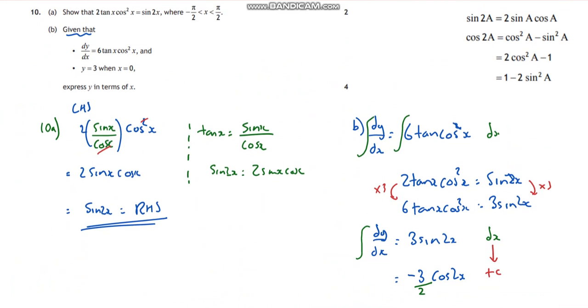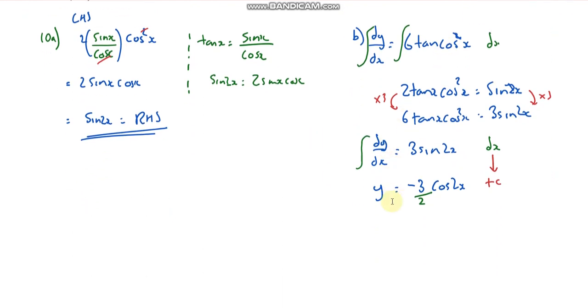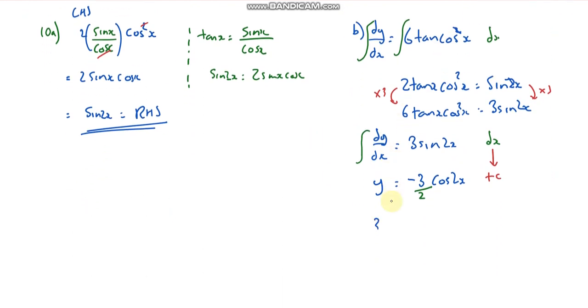We've now got y is equal to that. Almost finished. We need to get rid of the c, so we need to substitute in when x is 0 and y is 3. So when x is 0 and y is 3, we get negative 3 over 2 cos, I'll do a bracket, cos of 2 times 0, plus c. So let's solve that then.